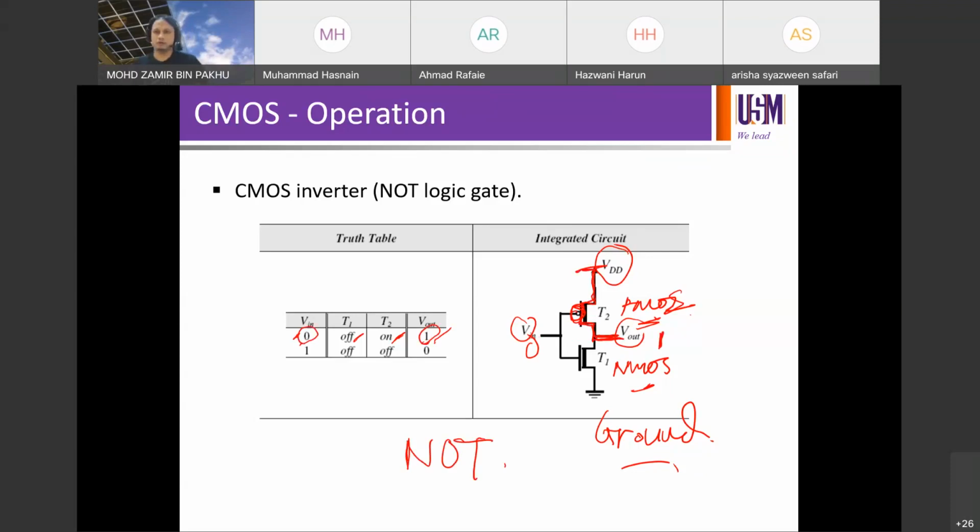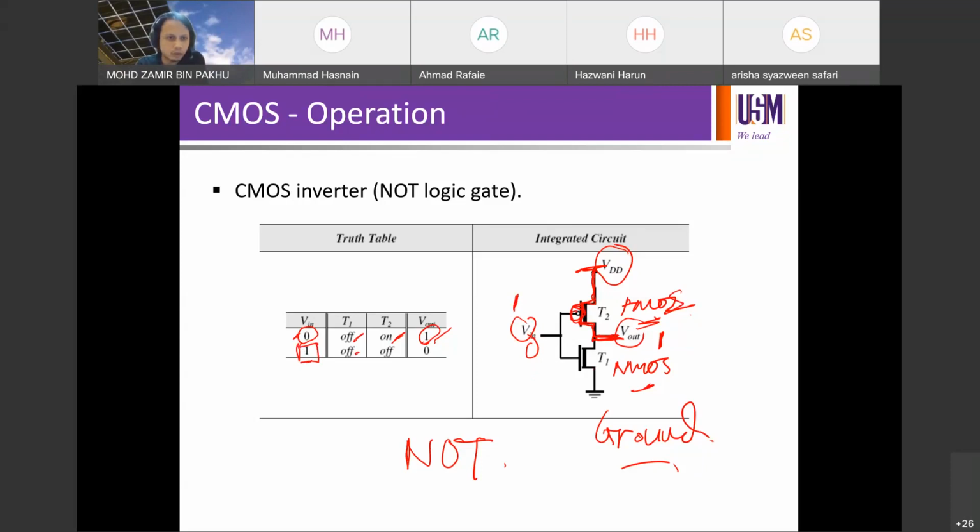Let's look at the second case. If you use Vin as 1, what is going to happen next is T1 will take 1 as 1, and T1 will be on. So T1 is on.